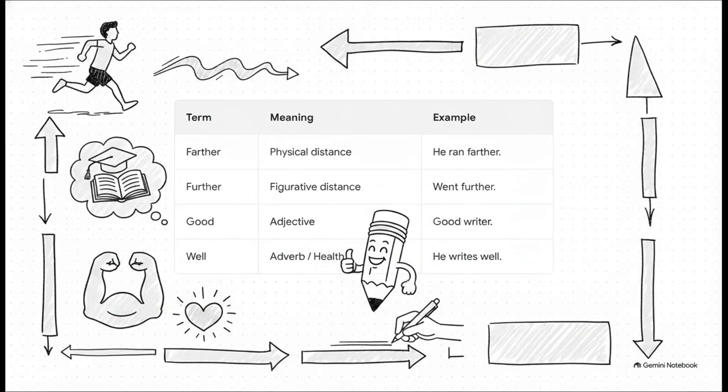Let's quickly dispel another common writing error by walking through this comparison chart to solidify proper usage. Farther is strictly for physical distance, like he ran the farthest. Further is for figurative distance or extent, like he went the furthest in school. Likewise, good is an adjective used to describe nouns, as in he is a good writer, but well is an adverb that modifies actions, he writes well, or it's an adjective specifically meaning healthy, as in my child is well.